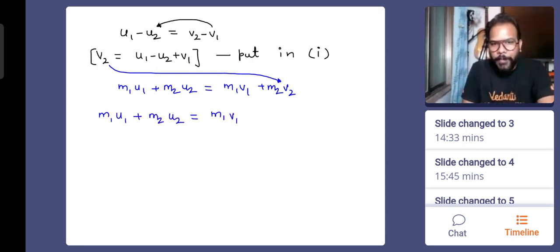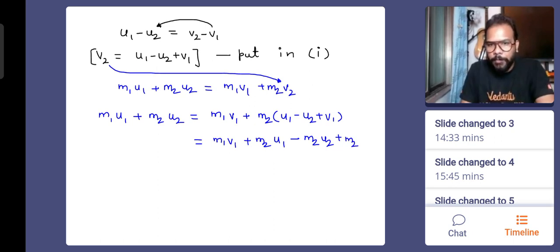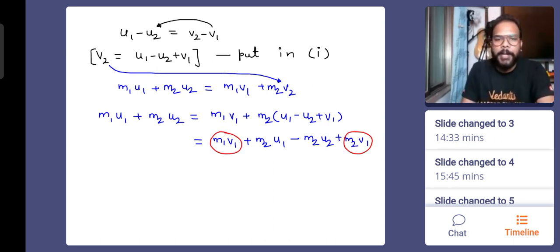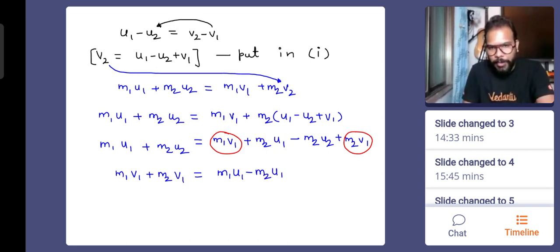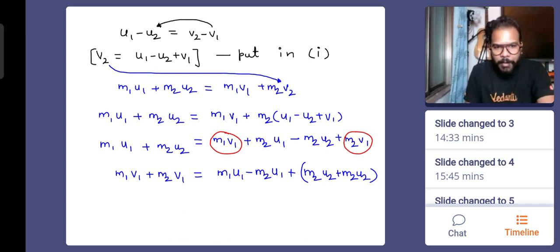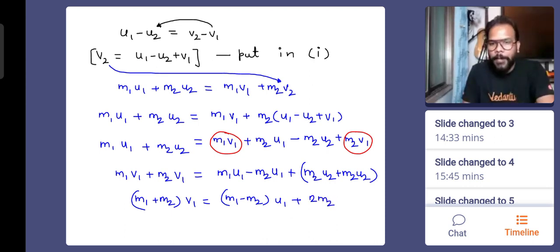So m1 u1 plus m2 u2 equals m1 v1 plus, after m2, I'm putting u1 minus u2 plus v1. So this is m1 v1 plus m2 u1 minus m2 u2 plus m2 v1. Okay, guys. So v1 terms will be kept together, and the rest you will take to the left hand side. So I will be left with m1 v1 plus m2 v1 is equal to m1 u1 minus m2 u1. This term goes to the left hand side first, so u1 terms written together. After that, m2 u2 and m2 u2. So from here, I will have m1 plus m2 into v1 is equal to m1 minus m2 into u1 plus 2 times m2 u2.